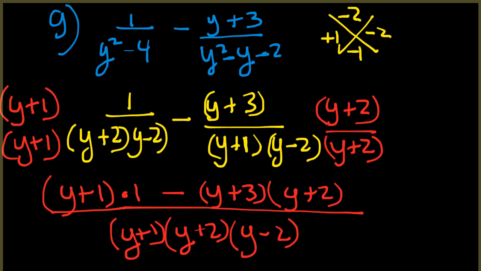Now the top one, I'm going to switch back to blue. What I get is y plus 1. I'm going to factor this here. Okay, FOIL it. I don't know, double distribute, whatever you want to call it.